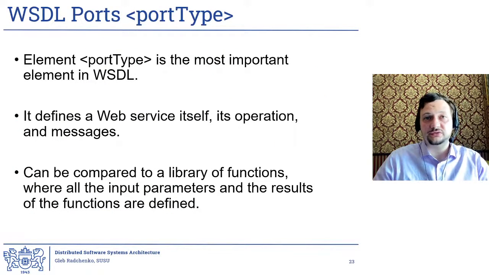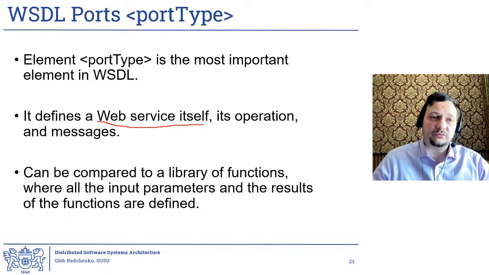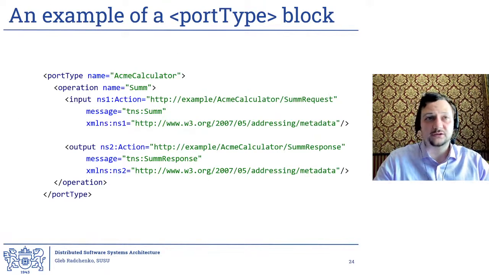So let's go to a more precise description of the elements of the WSDL document. First, it is the port type element. It is one of the most important elements in the WSDL, and it defines the web service itself, its operations, and its messages. It can be compared to a library of functions where all the input parameters and the results of the functions are defined.